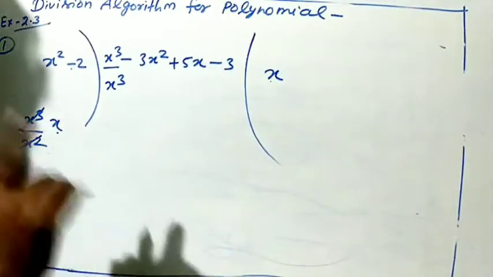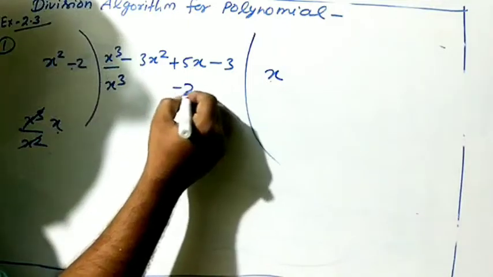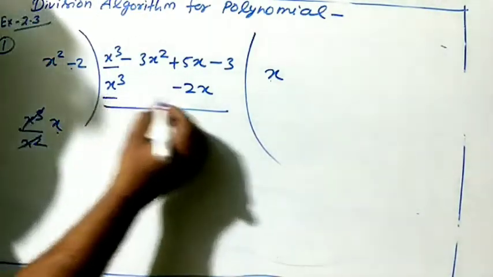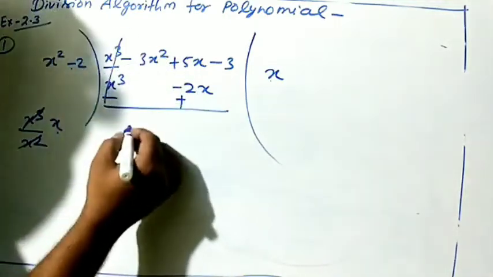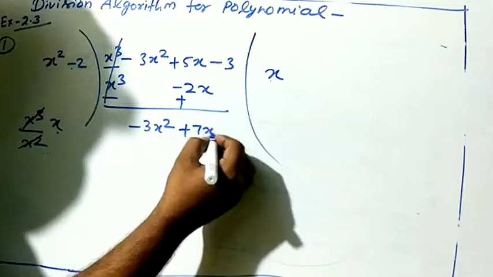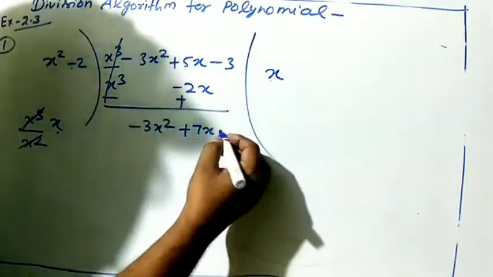That is written below the like term. This is a very important concept. Change the sign. x cube cancels, minus 3x square as it is, and 5x plus 2x is 7x. Okay, minus 3.